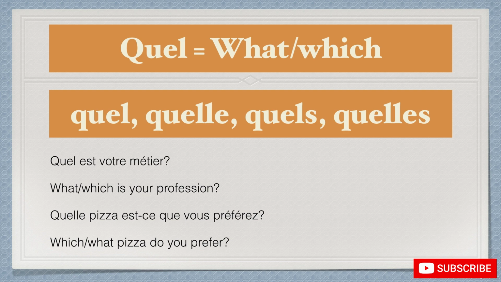Okay, so here we have quel est votre métier? What is your profession, or which is your profession? Quelle pizza est-ce que vous préférez? Which or what pizza do you prefer? So there you have it. There's our question words. We have qui, which is who. We have what, which is que, quel, or quoi. When, which is quand. Why, pourquoi. How, which is comment. Combien de, which is how many.